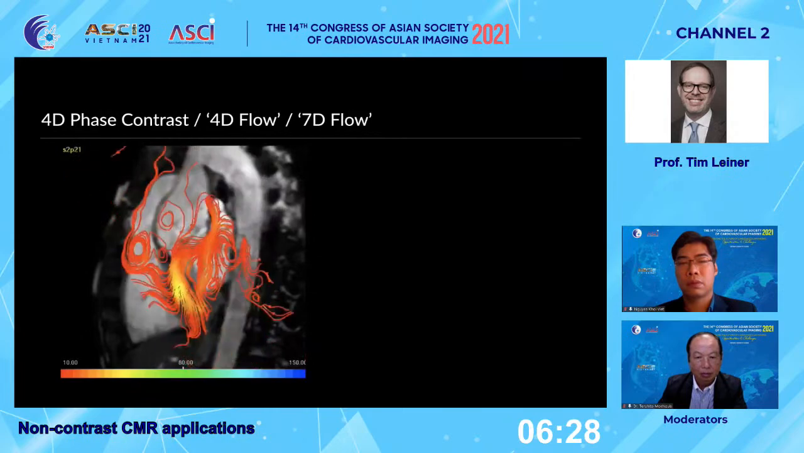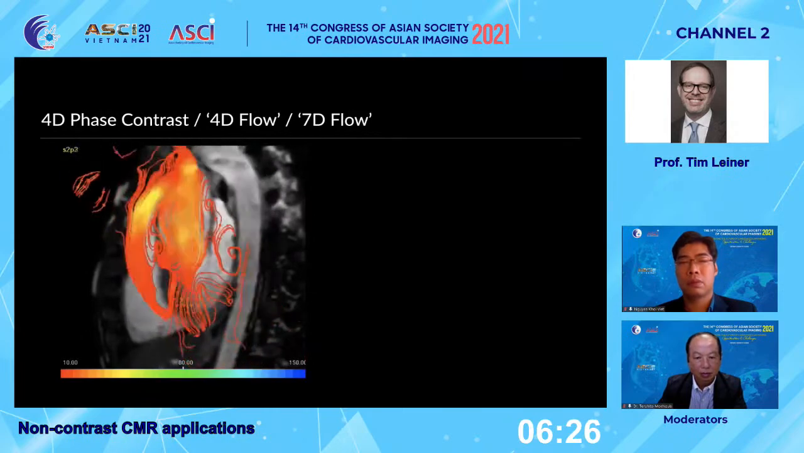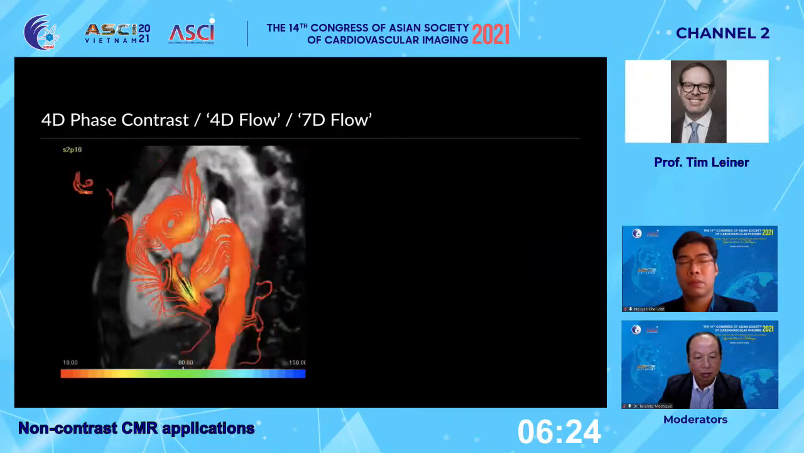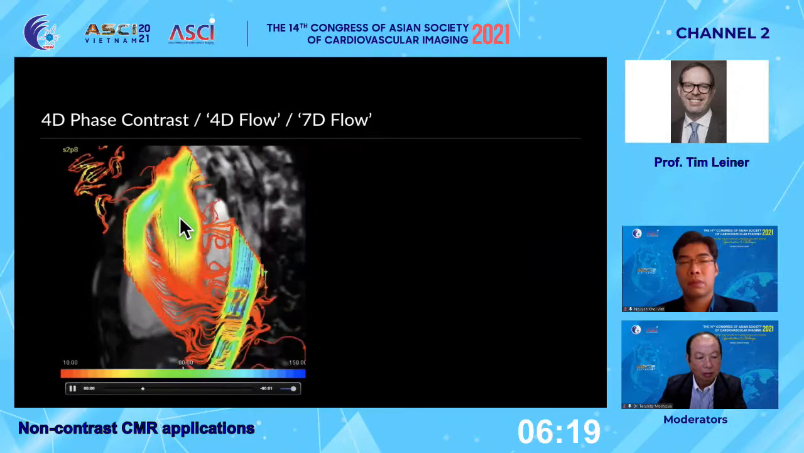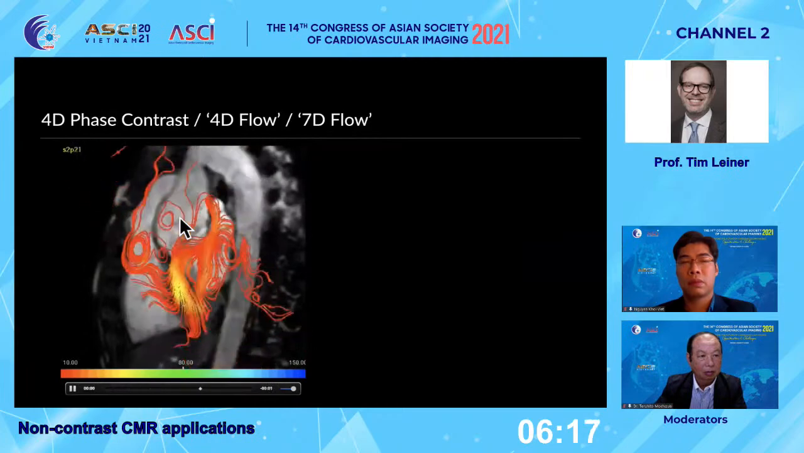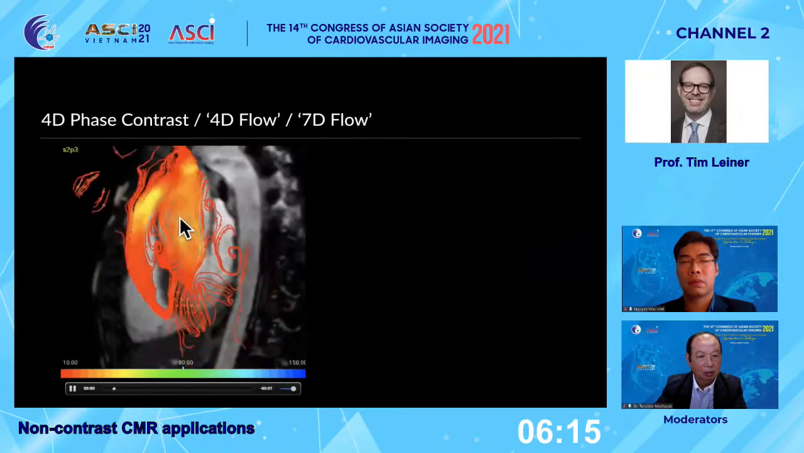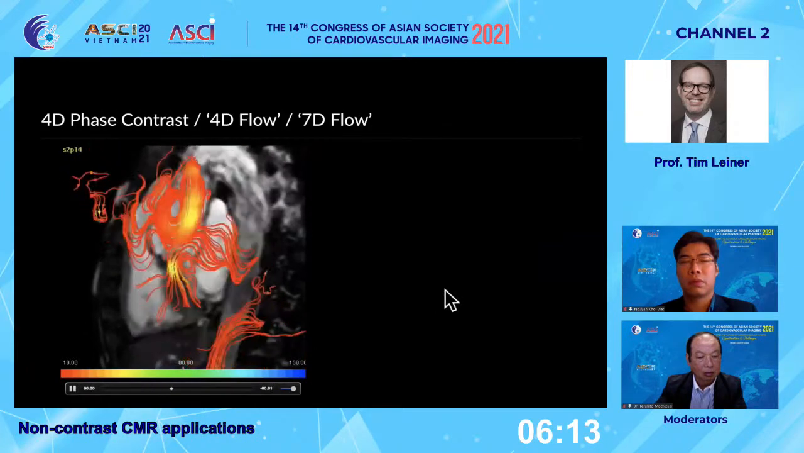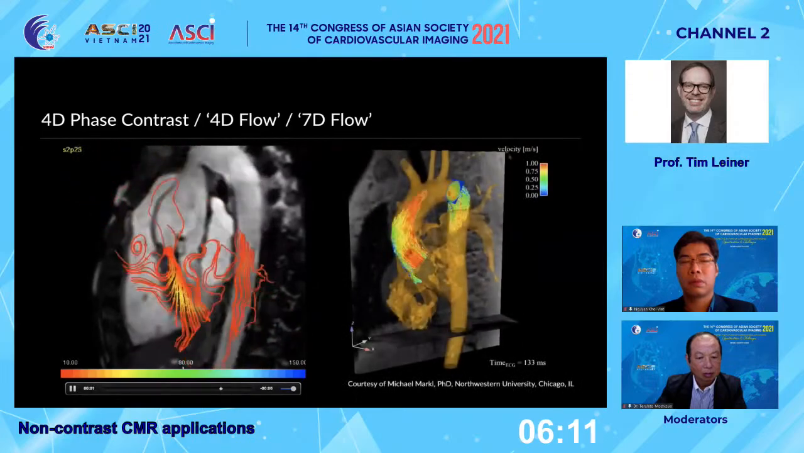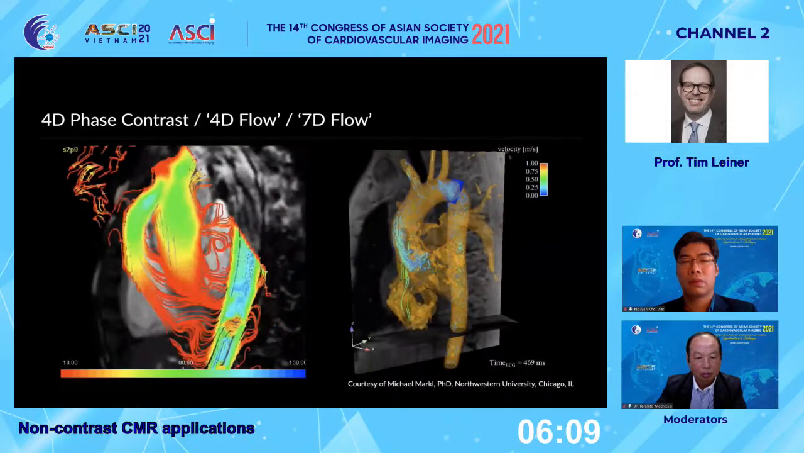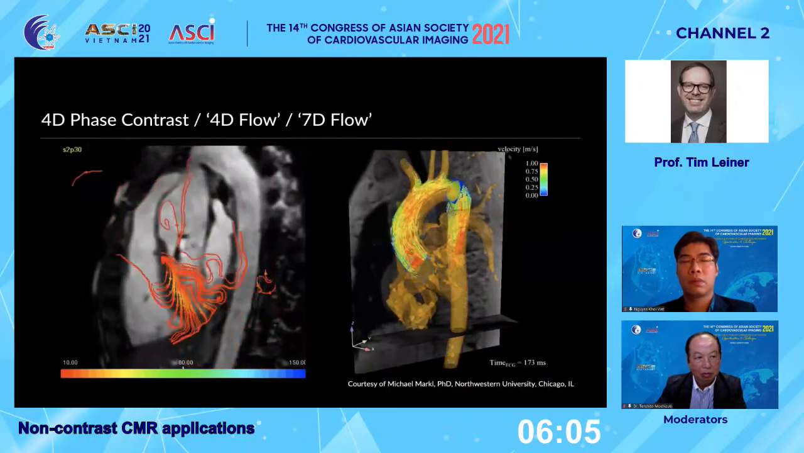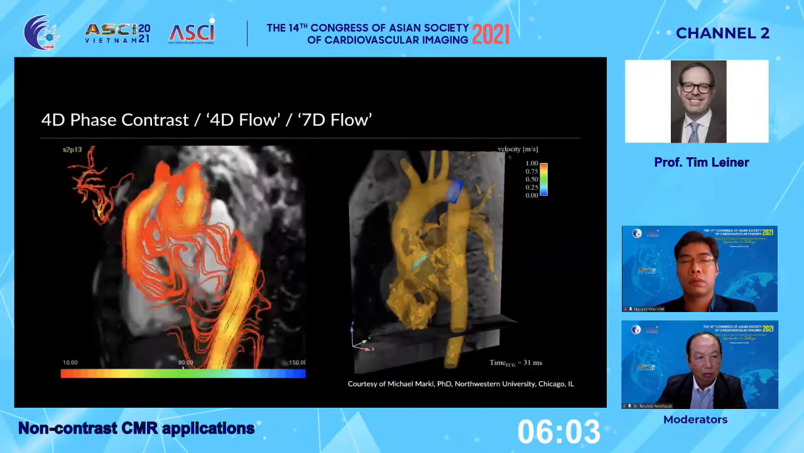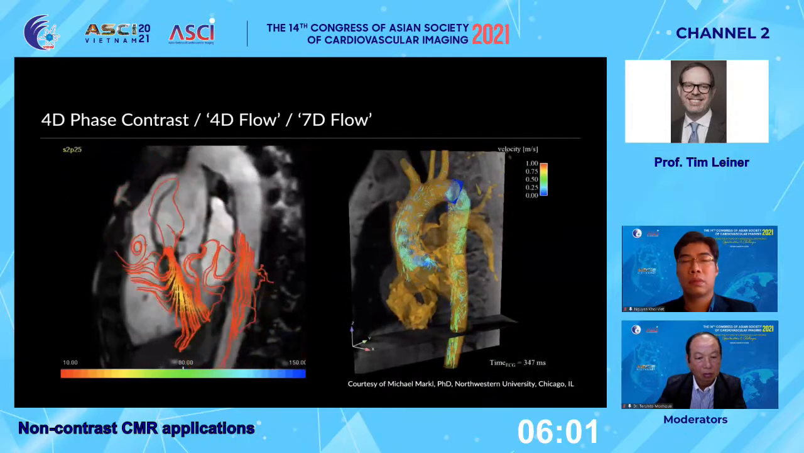Here's an example of a patient with a post-aortic switch operation where you see the typically dilated aortic root with a vortical flow pattern in the aortic root. Here's another example, courtesy of Michael Markl from Northwestern University, a pioneer of this technique, showing you the flow in this ascending aorta and descending aorta.